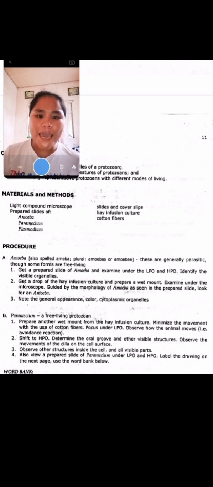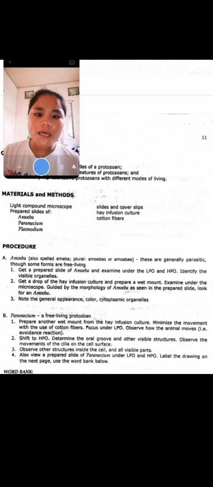Number 2, get a drop of the hay infusion culture and prepare a wet mount, examine under the microscope. So, mao ni siyang procedure. So, guided by morphology of amoeba as seen in the prepared slide, look for an amoeba. Note the general appearance, color. Mogamit ka sa microscope, makita niyo dito ang iyang appearance, color, cytoplasm, and organelles.